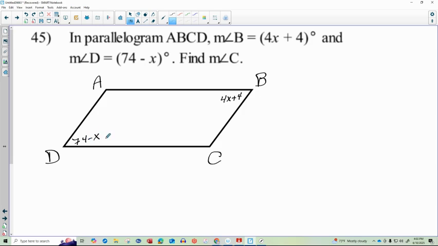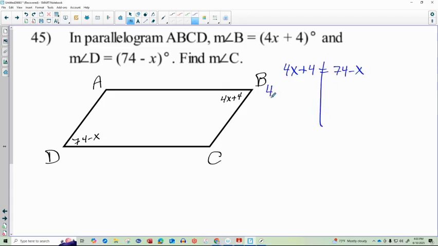So in a problem like this, you need to look at those two given pieces of information and ask yourself, well, what do I know about opposite angles of a parallelogram? Well, what you should know is that they're equal to each other. So the way we're going to solve for x here is set them equal to each other. So 4x plus 4 will be equal to 74 minus x.